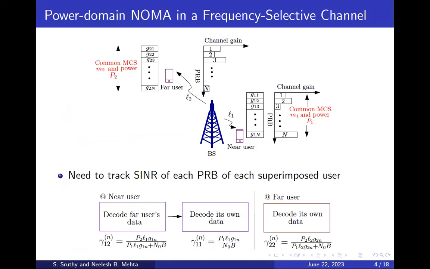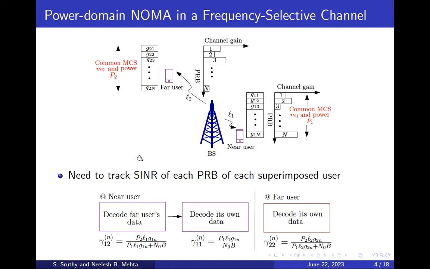Next, let's look into power domain NOMA in a frequency-selective channel. Let's consider the same example, where L1 is the path loss for the near user and L2 is the path loss for the far user. Here, the same N PRBs are being shared between the two users. We have to find a common MCS M1 and power P1 to assign to all the N PRBs for the near user. Similarly, we have to find a common MCS M2 and power P2 to be assigned across all the N PRBs for the far user.